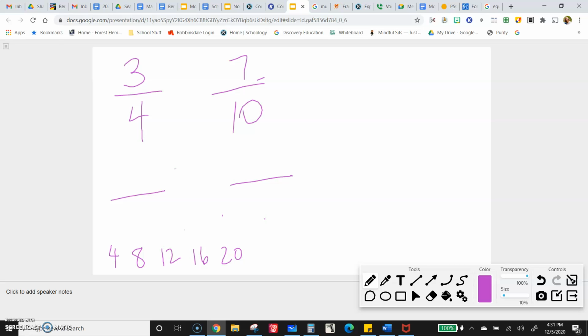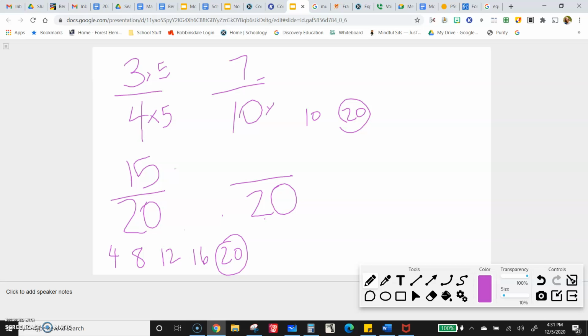I could keep going. Here are some multiples of 10. Okay, I found one that is the same. So I need to pick a multiple of both that is the same. Then I can write my equivalent fractions. What did I multiply this by? I multiplied that by 5 and by 5, so I get 15. This one I multiplied by 2, so I get 14. So I can see, okay, 15 twentieths is bigger than 14 twentieths, so 3/4 is bigger than 7/10.